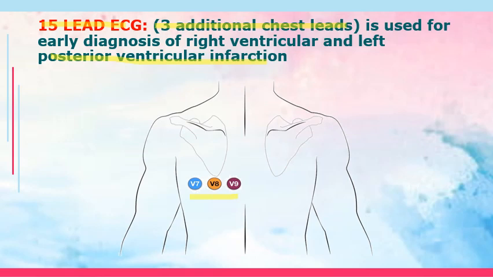In practice, before we take your 15-lead ECG, we will do first your 12-lead ECG, and then we'll transfer some of the electrodes going towards the other side. Okay, that will be the right side now, and then it will be recorded at V7, V8, and V9. So as you can notice, the additional electrodes are found on the right side.